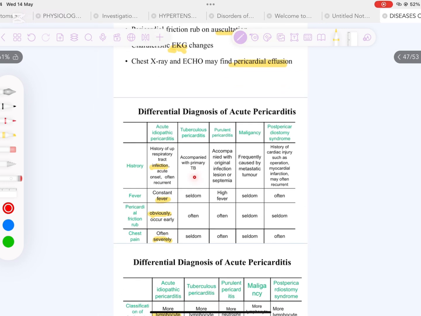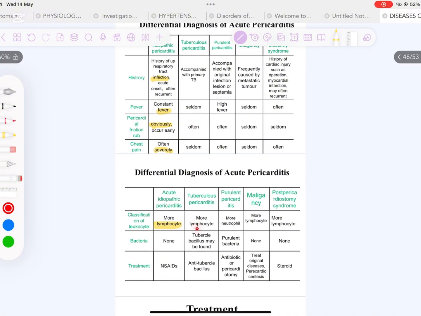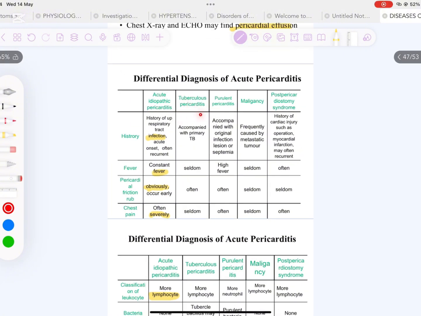For tuberculosis, pericarditis accompanied with TB has no fever. Pericardial friction rub, often. Chest pain, seldom, meaning it hardly occurs. More lymphocytes. Tuberculous bacillus may be found. Anti-tuberculous treatment is the treatment. For the idiopathic one, give NSAIDs. For this one, anti-tuberculous drugs. This is for tuberculous pericarditis.